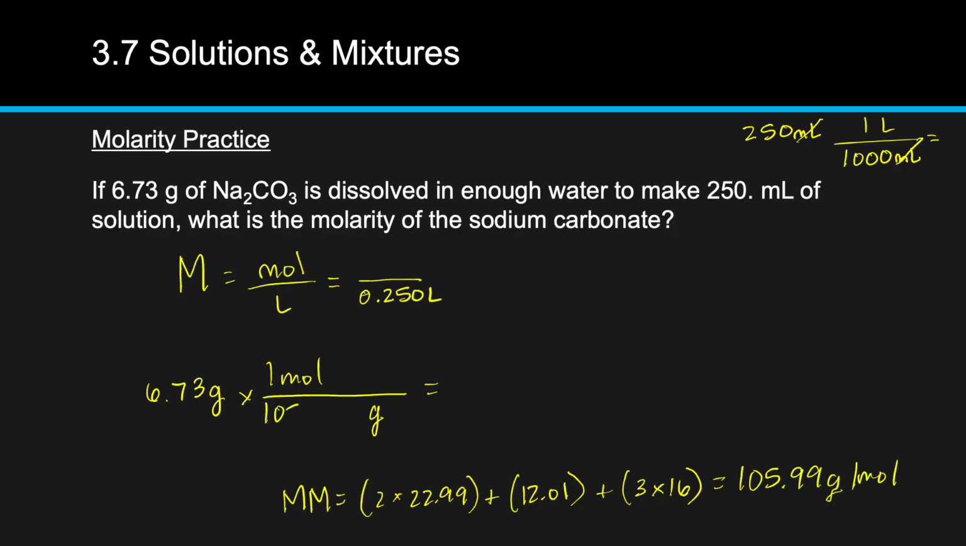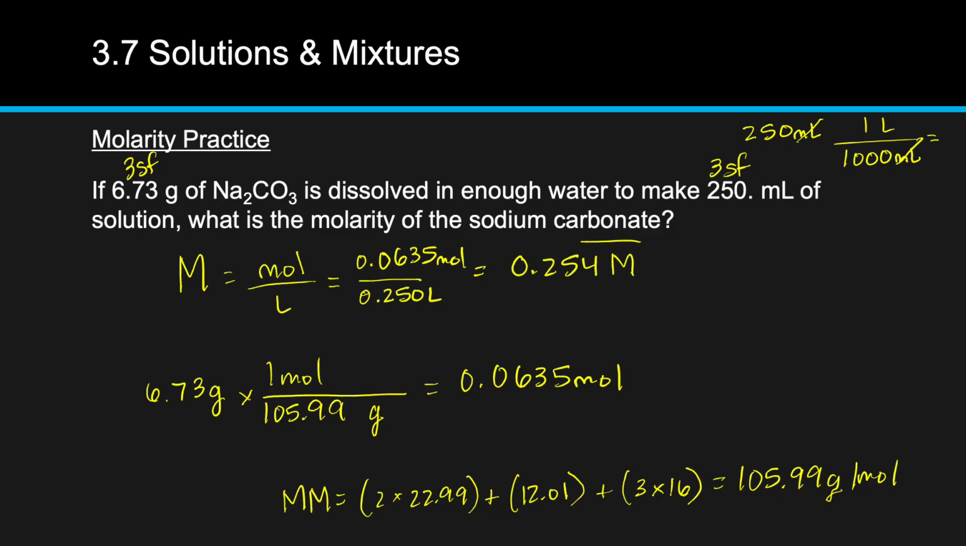So that's going to go in our denominator. And now we can, in our calculator, put 6.73 divided by 105.99. That's going to give us 0.0635 moles, which is going in our numerator of our original molarity equation. So 0.0635 moles. And now we have moles over liters, so we can go ahead and put that in our calculator. And our final answer, since this is 3 significant figures and this is 3 significant figures, our final answer to 3 significant figures would be 0.254 and capital M for molarity.